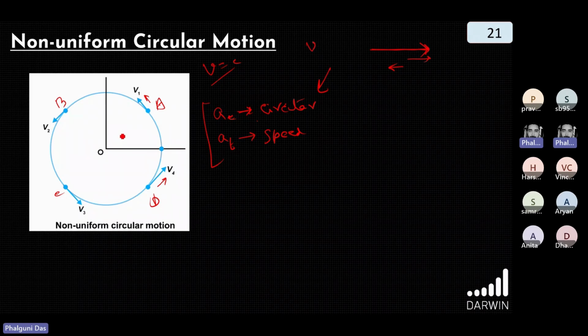Centripetal acceleration lies in uniform circular motion, where we have seen there is no change in speed. But this time, there is a speed change, the particle moving at different speeds at different points, so there is another acceleration that is called tangential acceleration. Okay.